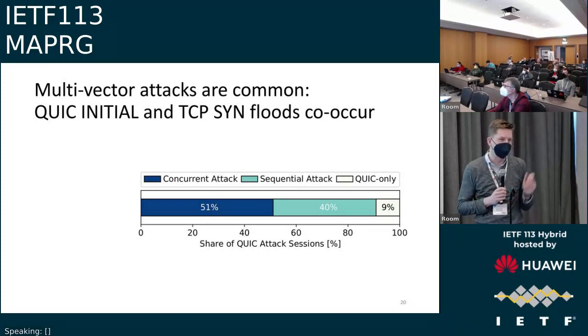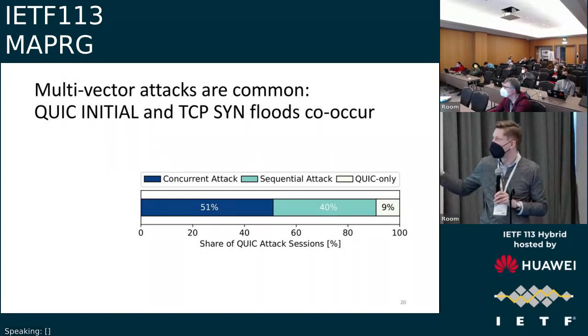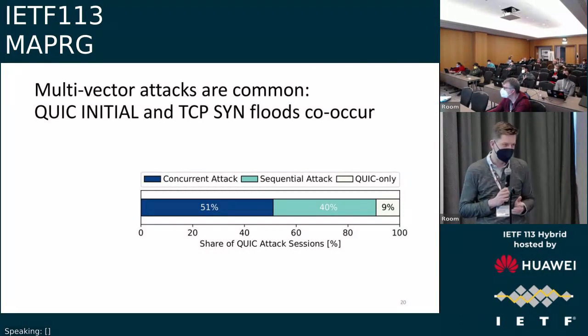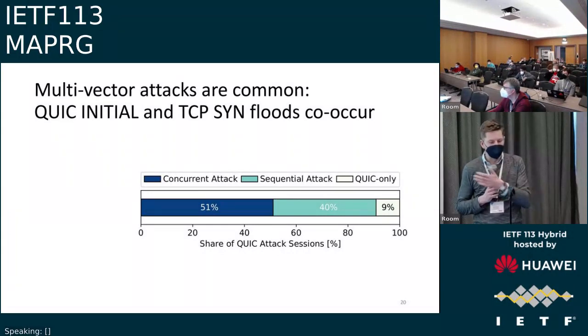concurrent attacks, which means that we have a QUIC attack in parallel with a TCP SYN flood or an ICMP flood. Roughly 40% of the attacks that we found are sequential attacks, which means after a TCP SYN flood, a QUIC attack occurs. And only 9% of the attacks that we found were QUIC-only attacks. So, which basically means an attacker leverages all of the protocols that are available, even new protocols such as QUIC, to do resource exhaustion attacks at the victim.